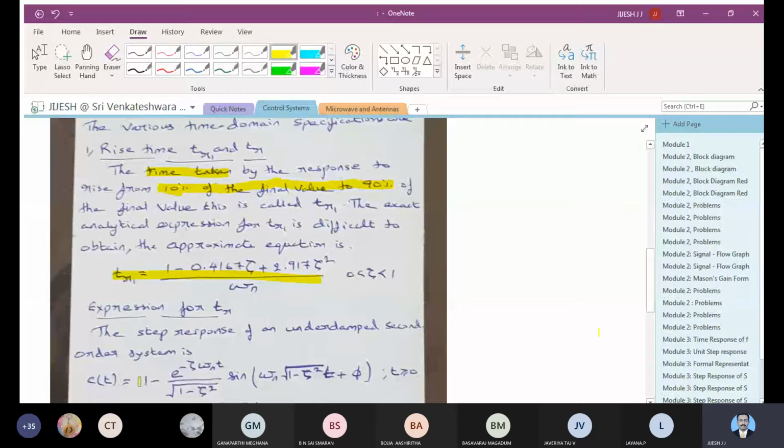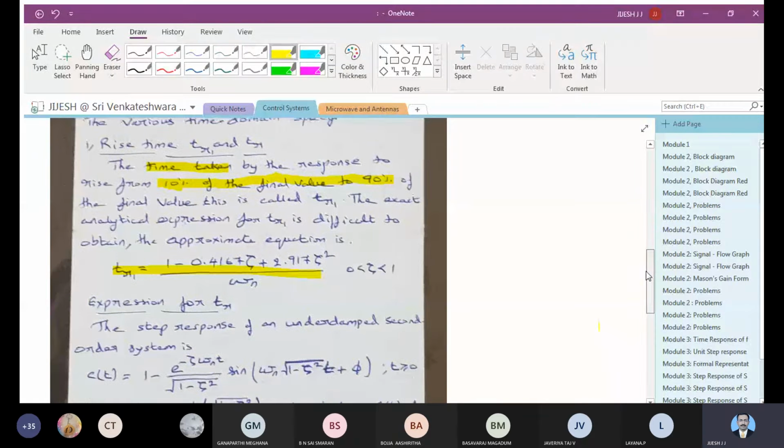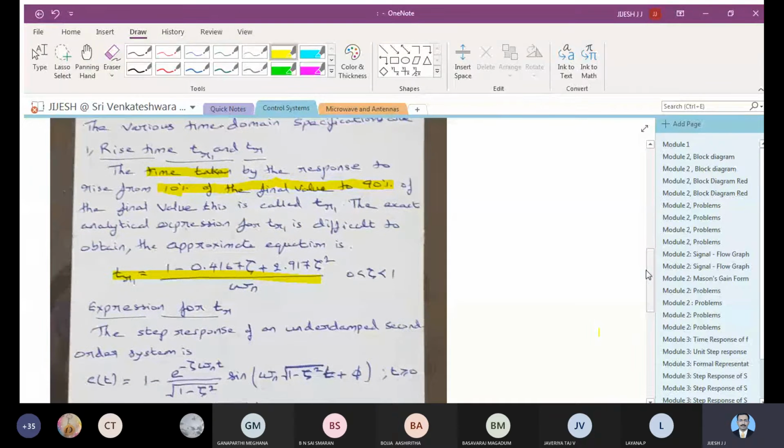So this is a derived equation for TR1. We are not going through the derivation for TR1. You can just see that it is 1 minus 0.4167 zeta plus 2.917 zeta square by omega n. Whatever equation you have already derived for the underdamped second order system, you can use it here.